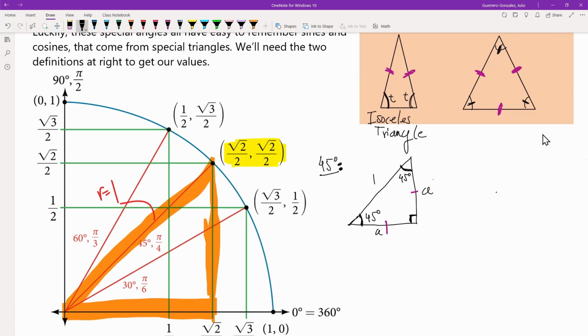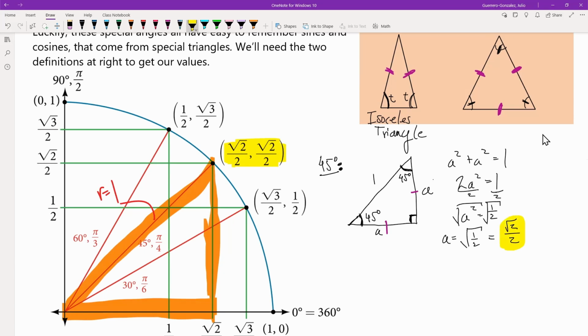We'll hit it with the Pythagorean theorem. So this means a squared plus a squared is equal to 1. 2a squared is equal to 1. Divide by 2, divide by 2. A squared is equal to 1/2. To get rid of a square, we do a square root, right? So we have A is equal to the square root of 1/2, or the square root of 2 over 2.